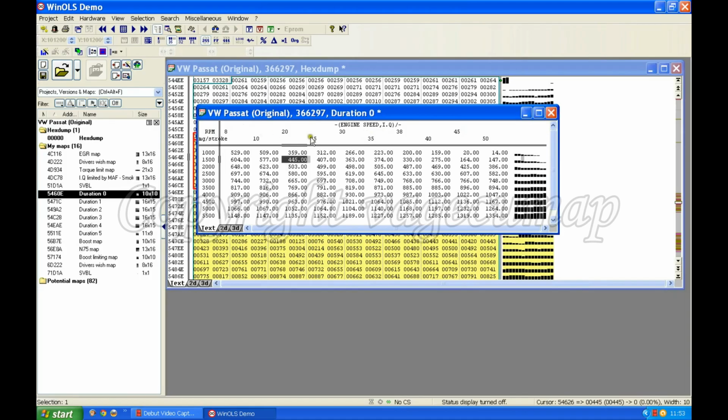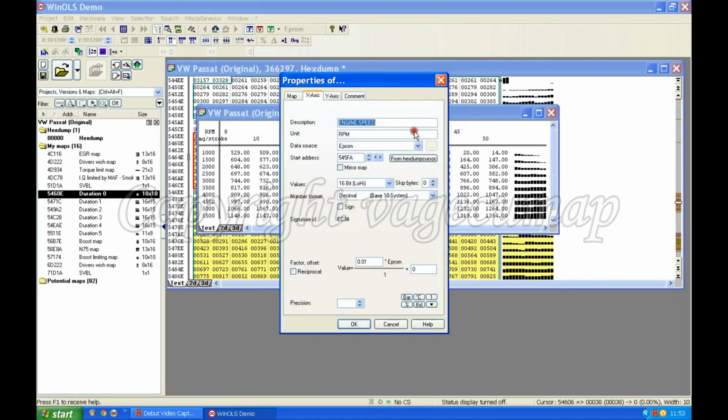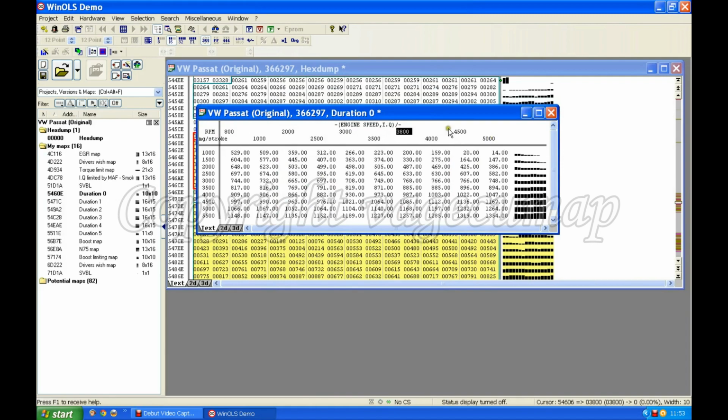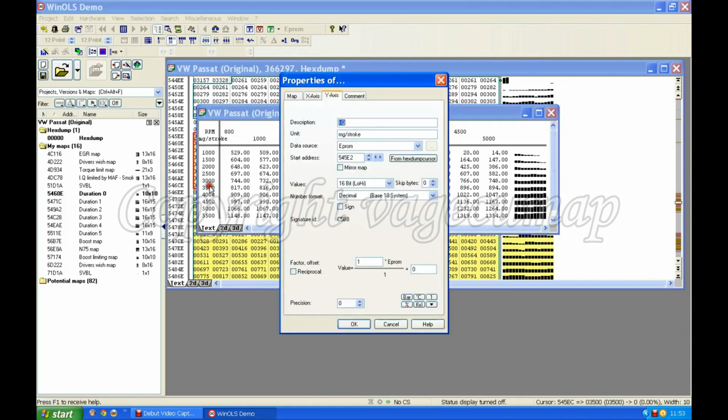WinOLS thinks that this axis is revs per minute. So let's have a quick look through there. We've got engine speed, revs per minute. Well, it's not going to be that, so let's change that to 1. That seems reasonable. If this is injection quantity in milligrams per stroke, let's try changing that to 0.01 and see if we get a sensible figure.